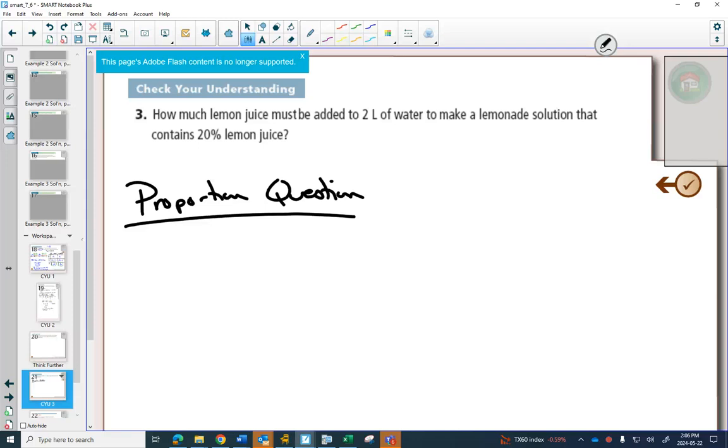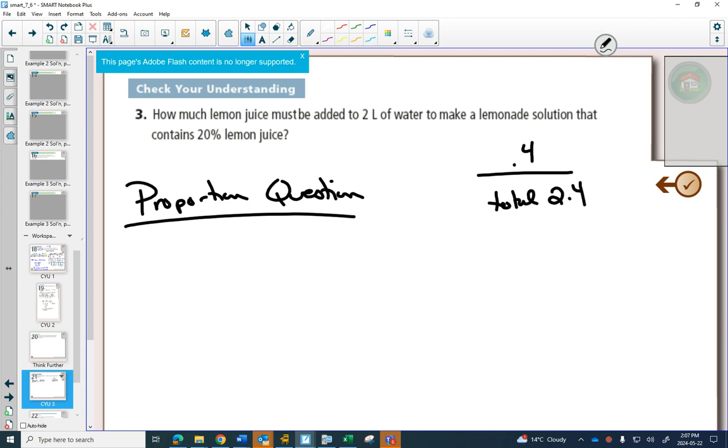20% of 2 liters is 400 milliliters or 0.4 liters. The most common mistake is, hey, I want 20% juice. 20% is 400 mils. I'll just add 400 mils. Why is this a problem? Well, how much of your total liquid is lemon juice? We had 0.4 lemon juice, but now what's the total? Is now 2.4 instead of 2. And if you do that and divide it, you have less than 20%.